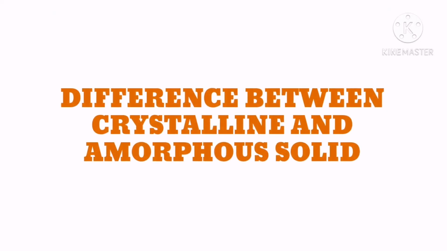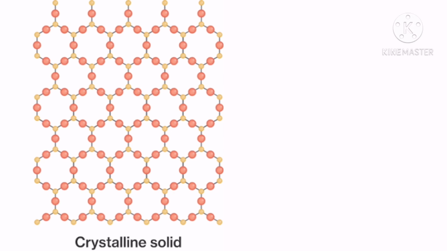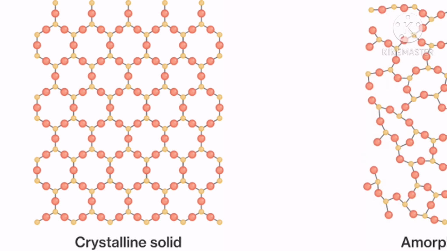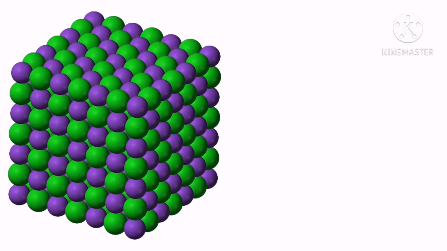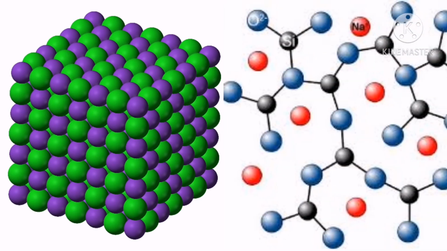Since we have learned about the structures of solids, let's try to differentiate them. Crystals have an orderly arrangement of their constituent particles. In comparison, amorphous solids have no such arrangement. Crystals have a specific geometric shape with definite edges, while amorphous solids have no geometry in their shapes.